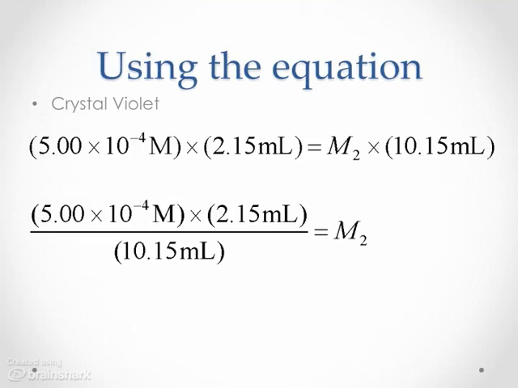So we're taking our 5 times 10 to the negative 4 molarity times 2.15 milliliters, divide that by that total volume, the 10.15 milliliters, that's going to give us that initial concentration of crystal violet in the reaction system. So then when we perform the calculation, we get a value of 1.06 times 10 to the negative 4 molarity for the initial concentration of crystal violet in our reaction system.